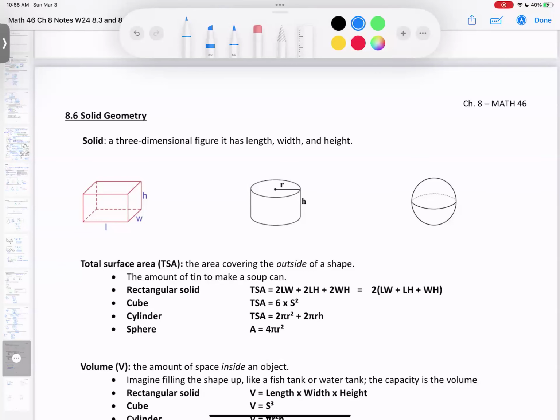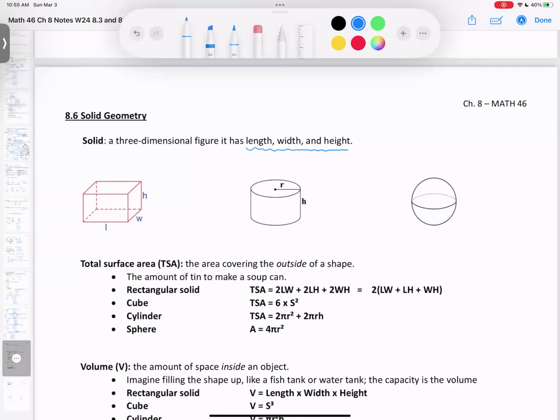So the last part of chapter 8 is looking at solids. And so a solid is now a three-dimensional object. So instead of looking at something flat on the paper like a circle, now we have an object like a cardboard box or a metal soup can. So we have a three-dimensional object. And so our object is going to have a length, a width, and a height.